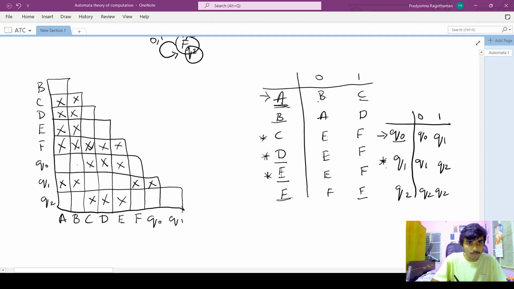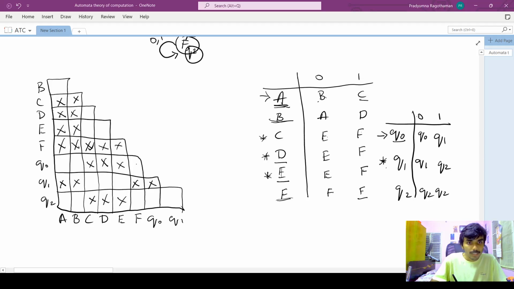Now let's go to Q0 and B. So B here and Q0. We have the behaviors over here: when it gets 0, A and Q0. A and Q0 is not marked yet. D and Q1 as well is not marked.